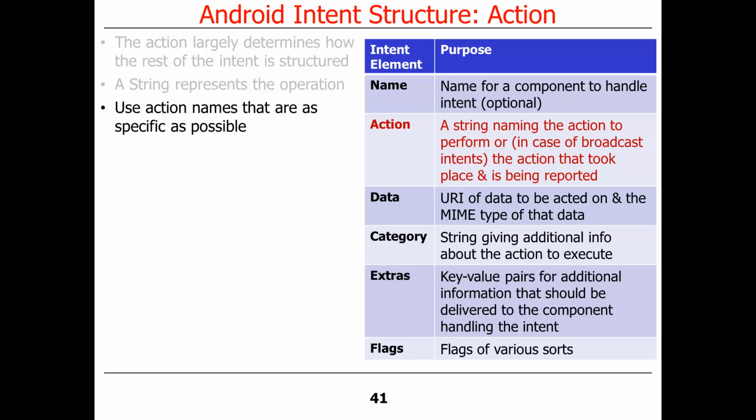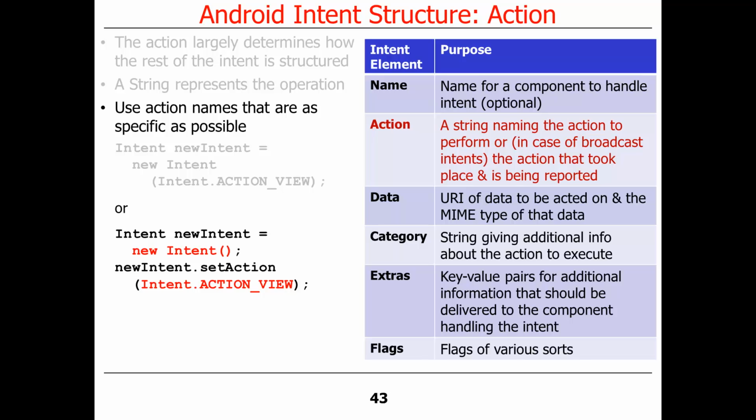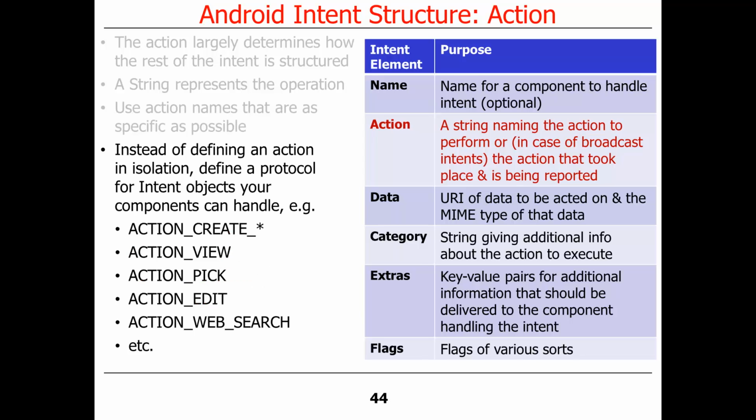So when you say dial, that's the action, and then you have to provide some other information along there as well. So here are some examples. We make a new intent that says I want to be able to view something, and you can either do it like this, or you can make a new intent and then set the action view action. Those are both really the same thing.